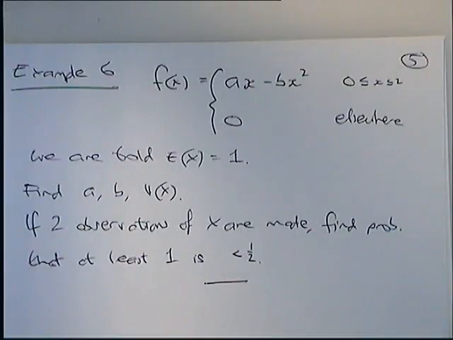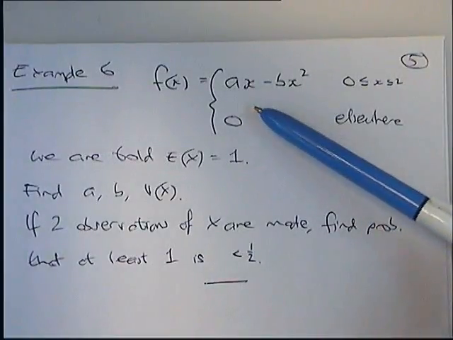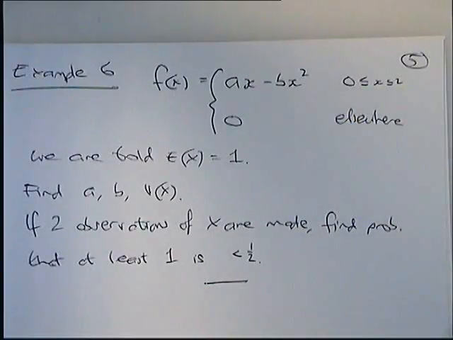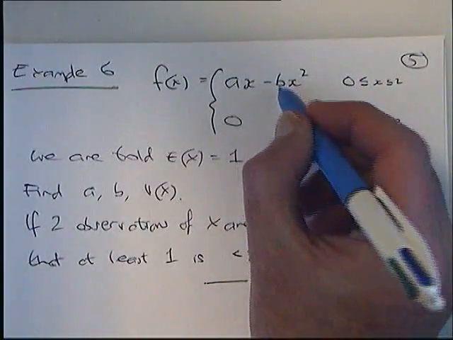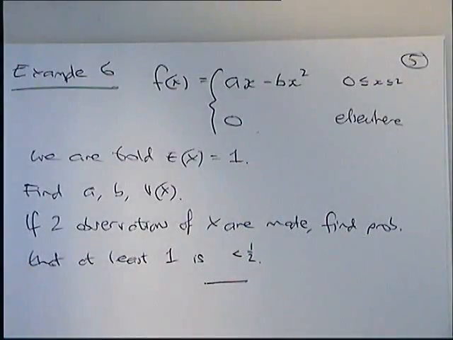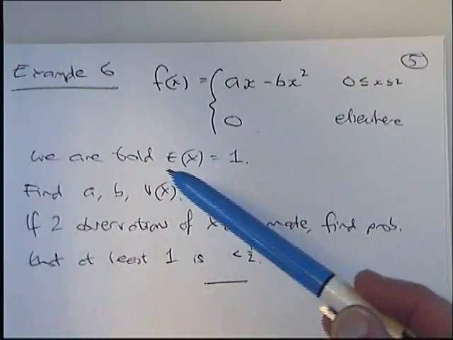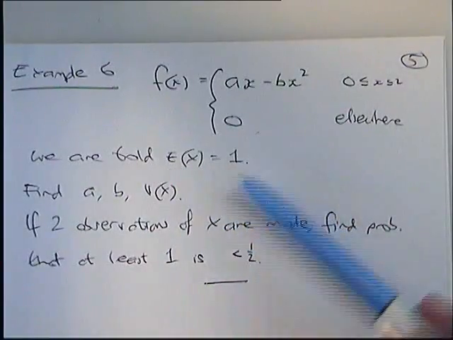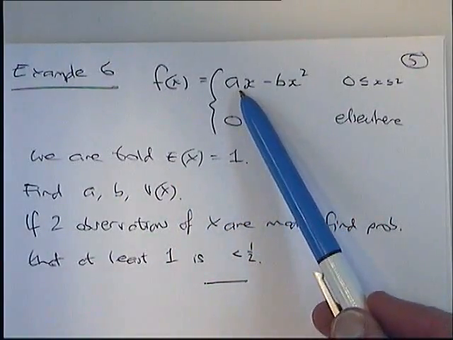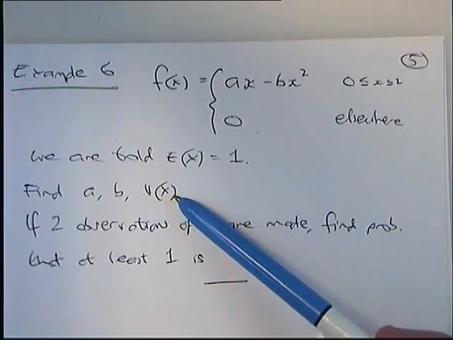Example number 6, we have a function ax minus bx squared. It exists between 0 and 2, it doesn't exist anywhere else. We're given an extra piece of information this time. We're told the expectation of x, in other words the mean, is 1. We have to find the value of a, the value of b, and the variance of x.